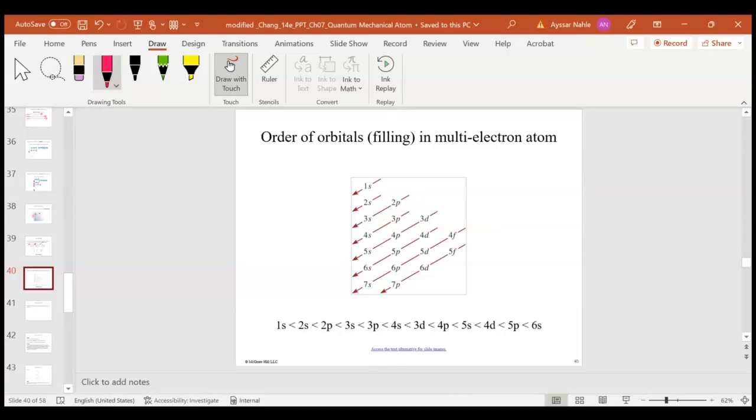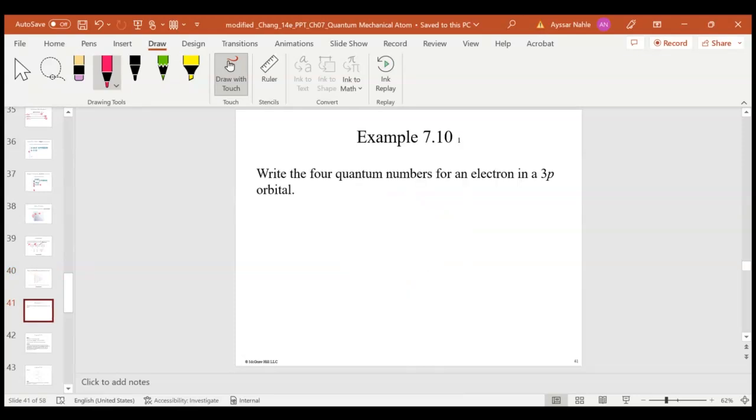That's the chart. I give you another chart which I am used to. Whichever chart you want, you can adopt whatever you want, based on your convenience. Write the 4 quantum numbers for an electron in 3p. What does 4 quantum numbers mean? It means n, l, ml, and ms.